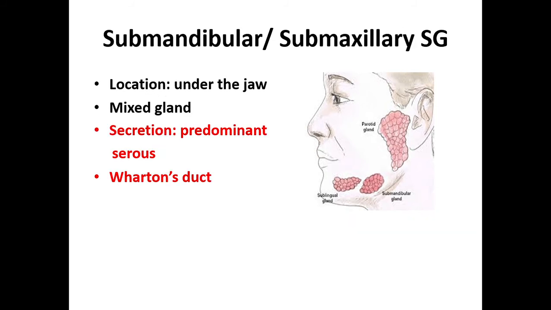The submandibular or submaxillary salivary gland is located under the jaw, and it is classified as a mixed gland. The predominant secretion is serous, and the duct is referred to as Wharton's duct.